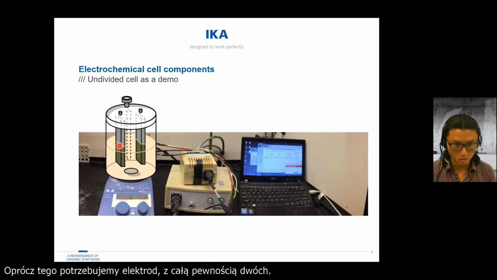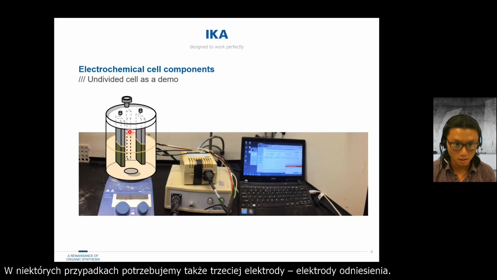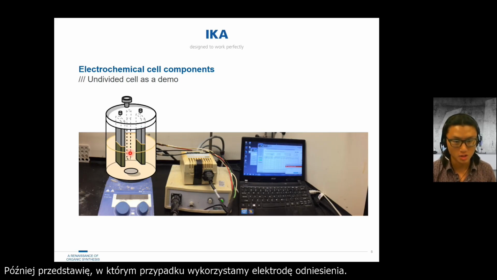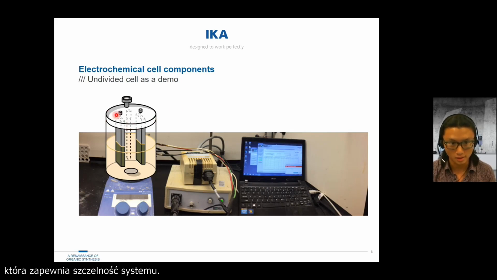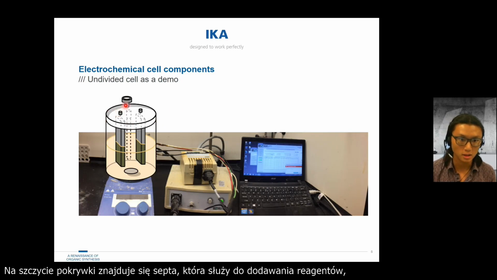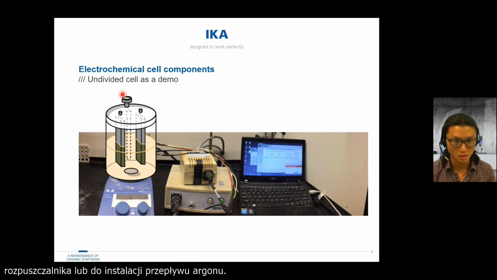And then we need electrodes. We need a pair of electrodes for sure. And for some types of reactions, we may need a reference electrode. I will introduce in which scenario we are going to use a reference electrode later. But moving on to the next part, we also have a cap for the electrochemical cell to make sure it's a closed system when it's necessary. And on top of the cap, we have a septum. This is designed for the addition of reagents or solvent, or you can insert an argon balloon through the septum.